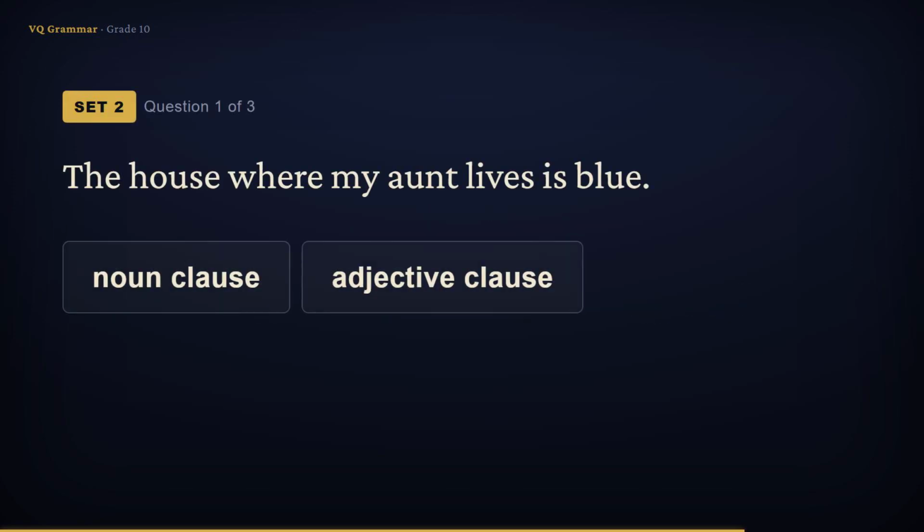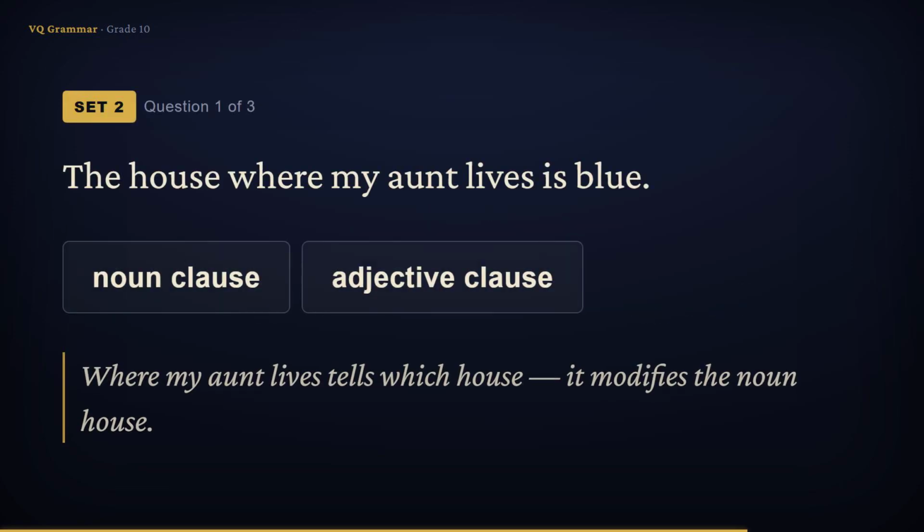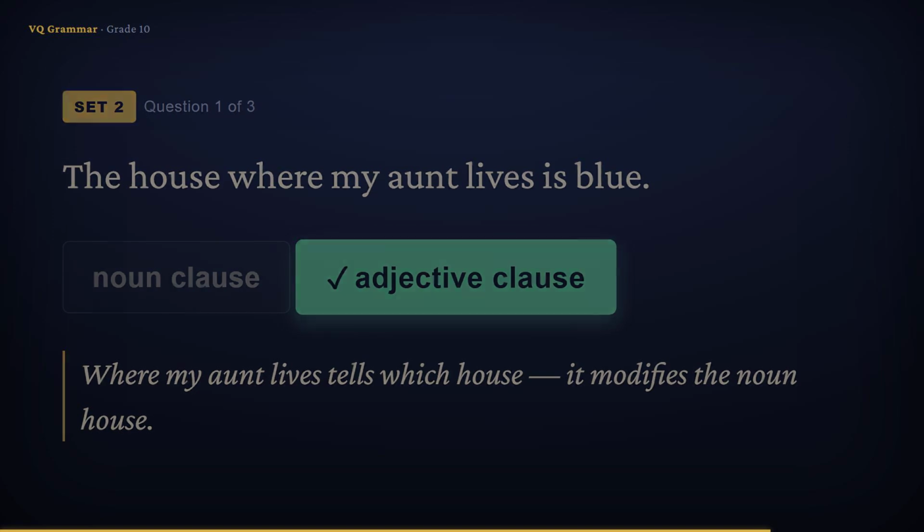The house where my aunt lives is blue. Try the test. The house, it is blue? That is nonsense. The clause is not filling a noun slot at all. It is telling you which house we mean, so it hangs on the noun house. That makes it an adjective clause.